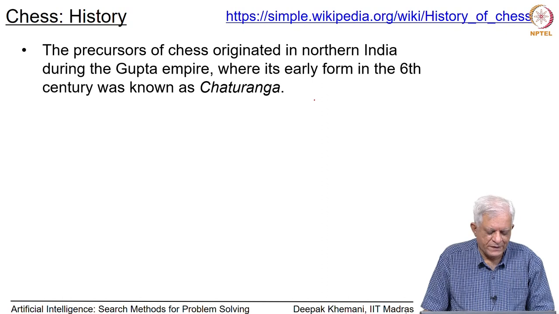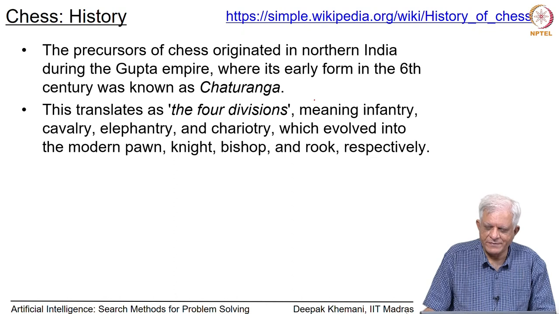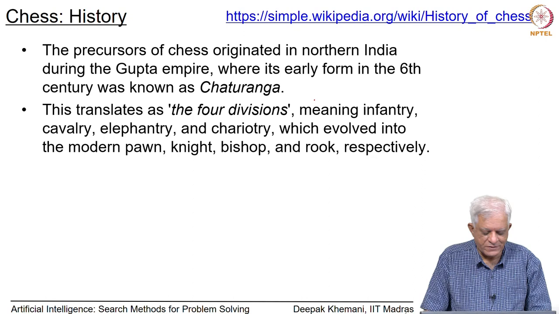Then it moved to other parts of the world. The word Chaturanga comes from four divisions, which meant at that time infantry, cavalry, elephantry and chariotry, which eventually evolved into the modern day pieces on chess, which are pawns, knights, bishops and rooks essentially.